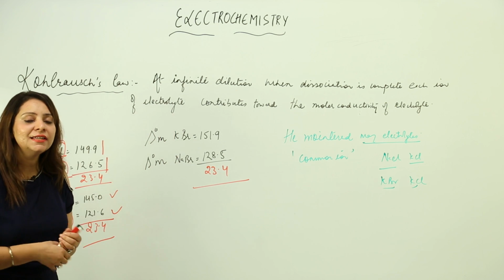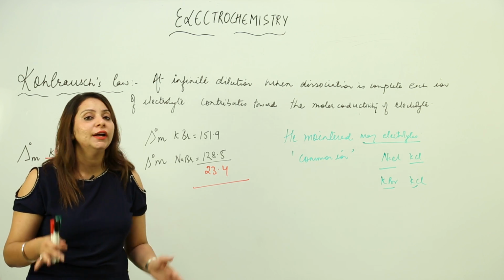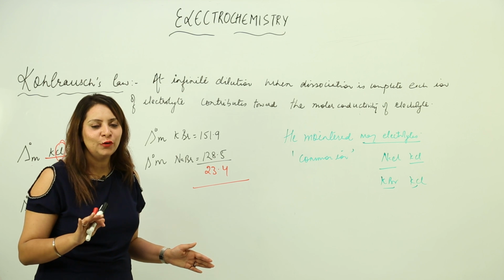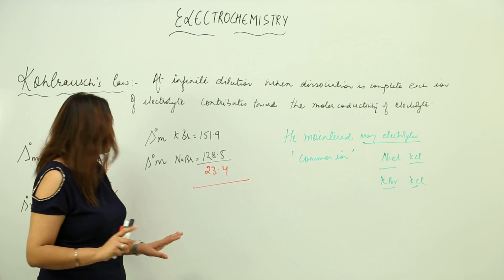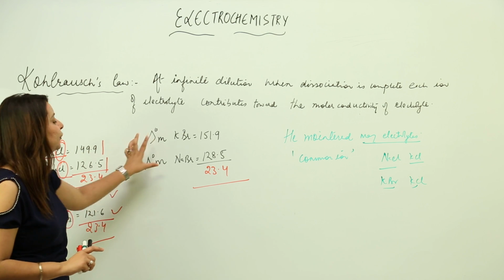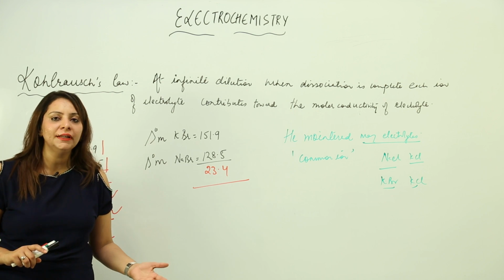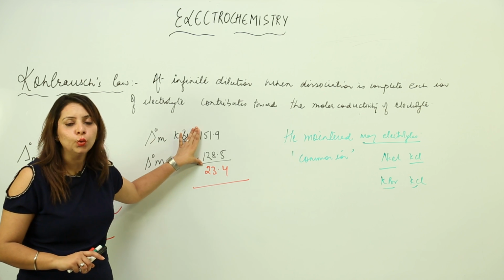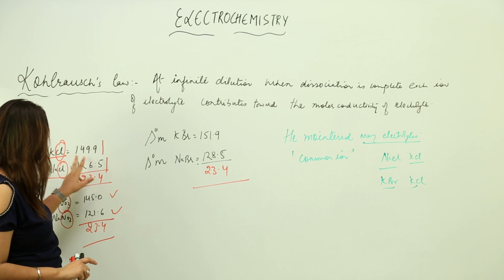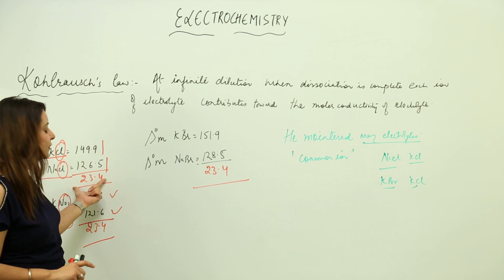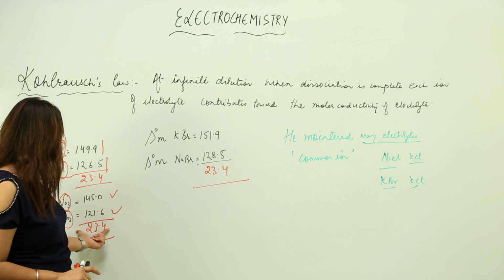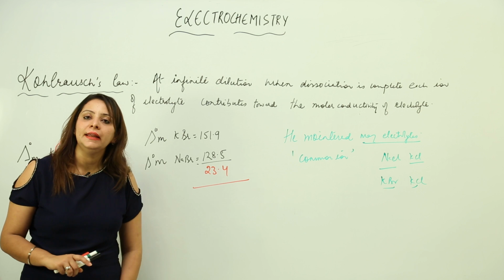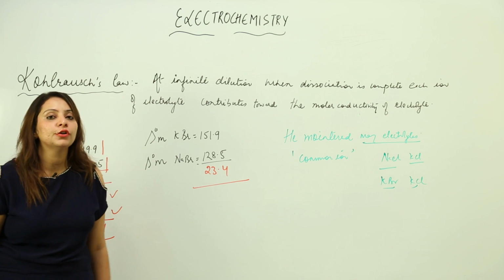So he said that if you take electrolytes which have one common ion, and one thing I want to make clear, both ions should not be the same, only one ion should be the same, then the difference between the molar conductivities of the two is always the same. As you can see, for KCl and NaCl the difference was 23.4, for KNO3 and NaNO3 the difference was the same, and the same for KBr and NaBr. So this led to the formulation of Kohlrausch's Law.